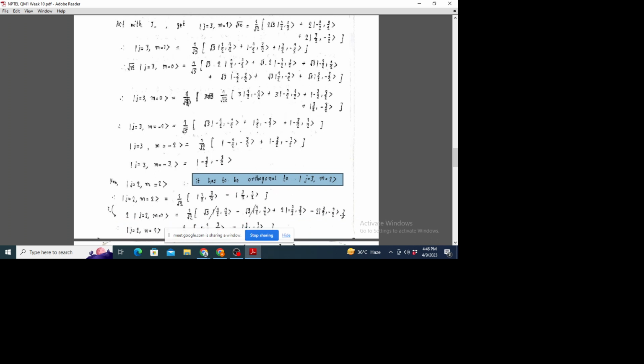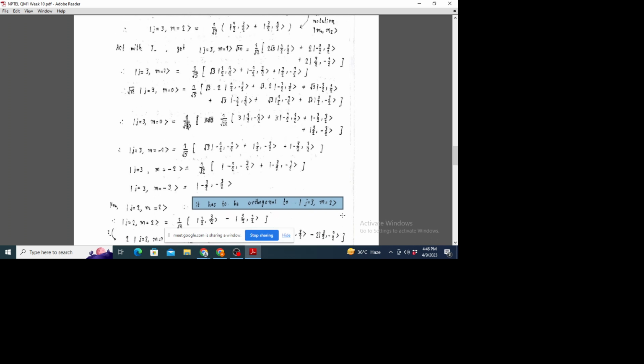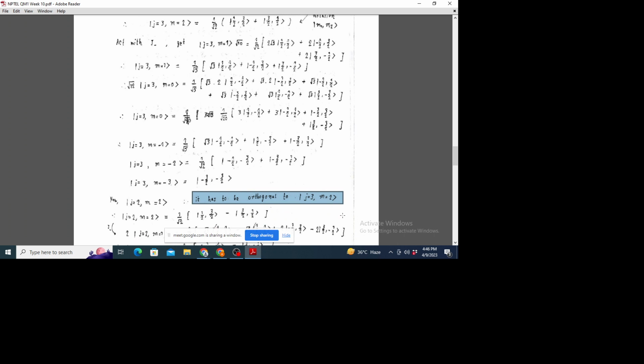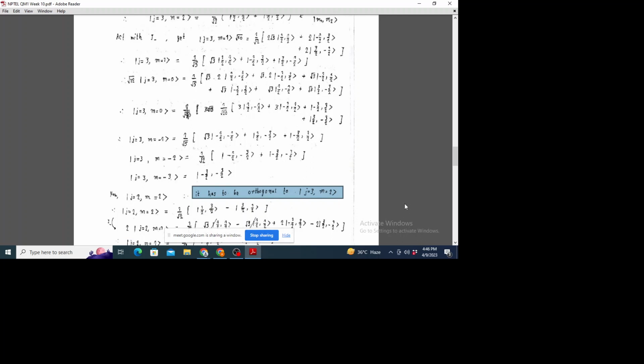So the j equal to 2, m equal to 2 state has to be orthogonal to the j equal to 3, m equal to 2 state. Right? They have to be orthogonal because they correspond to two different defined values of the Hermitian operator L square. So that is why they have to be orthogonal.